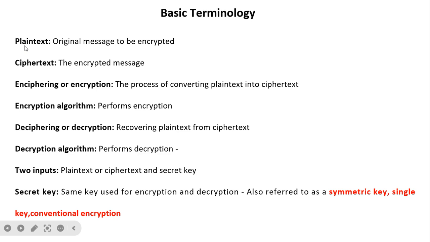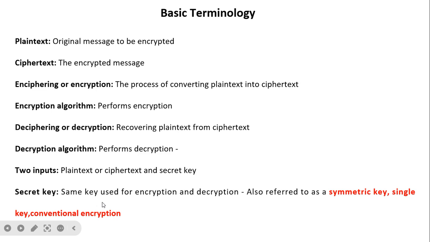Plain text: the original message which is to be encrypted. Cipher text: the encrypted, that is scrambled, message. Ciphering or encryption: the process of converting plain text into cipher text. Encryption algorithm performs the encryption. Deciphering or decryption: recovering the plain text from cipher text. Decryption algorithm performs decryption. Two inputs are there: plain text or cipher text, and a secret key.